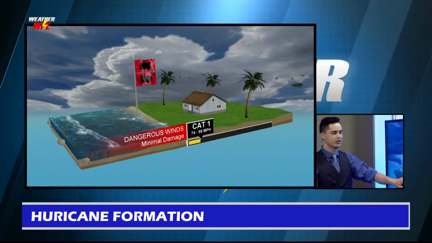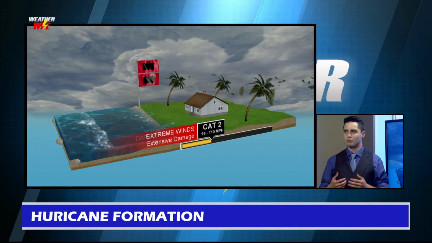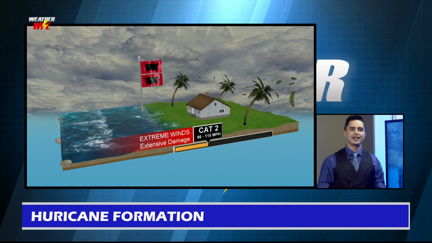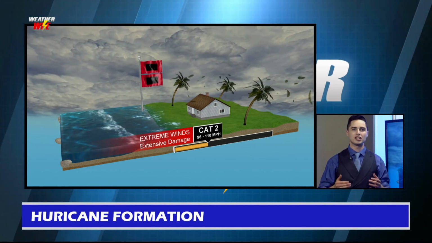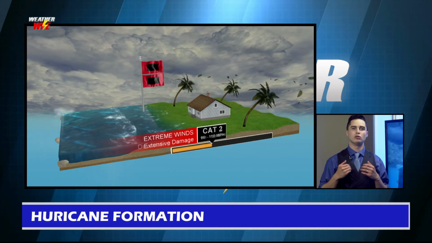So category 1, we're seeing minimal damage. We are seeing winds from 74 to 95 miles an hour. That's more than enough to take down trees and provide damage to homes. Now, as we head into category 2, we're starting to see more extensive damage occur. 96 to 110 miles an hour is enough to move a person. As you get into category 3, which we consider to be a major hurricane at this point, 111 to 129 miles an hour, we're starting to see devastating damage occur across the entire area being impacted.